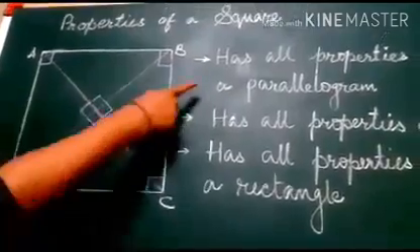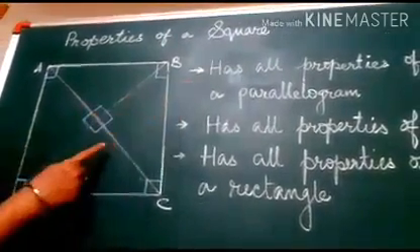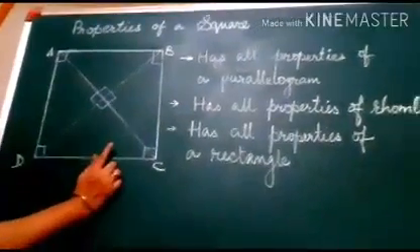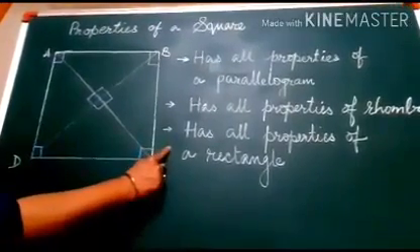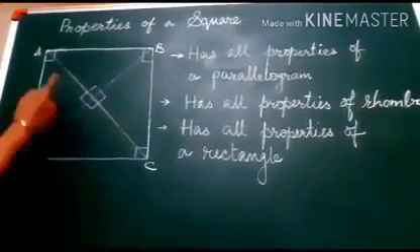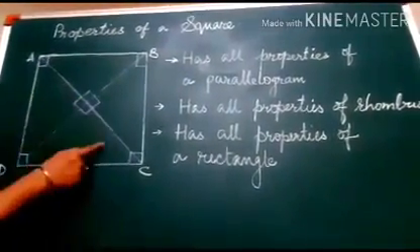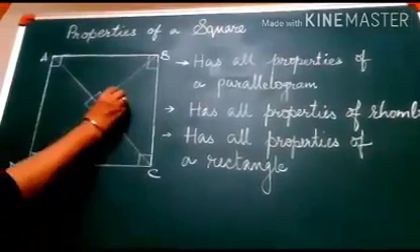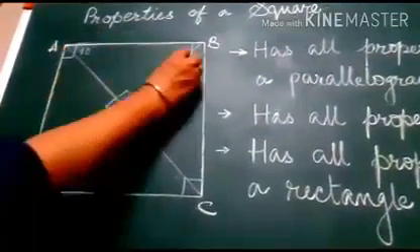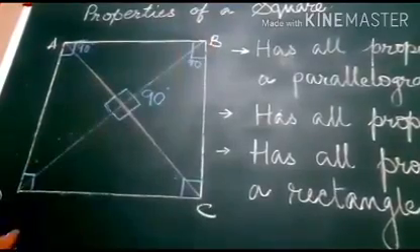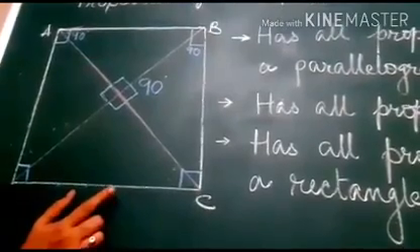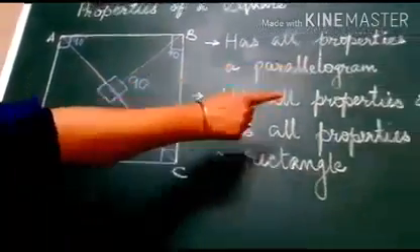So because it is a parallelogram, it has all the properties of a parallelogram. Because it is a special type of rhombus, it has all the properties of a rhombus. And because it is a special type of rectangle, it has all the properties of a rectangle. Means all its sides are equal, opposite sides are parallel, all angles are equal, diagonals are equal, diagonals bisect each other, and they bisect each other at 90 degrees. All angles which are equal are also 90 degrees. So a square is a very special type of figure which has the properties of a parallelogram, a rhombus, and a rectangle.